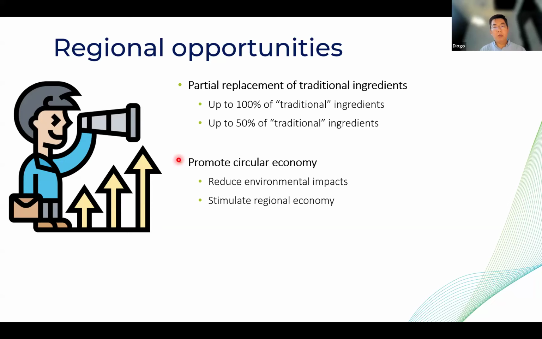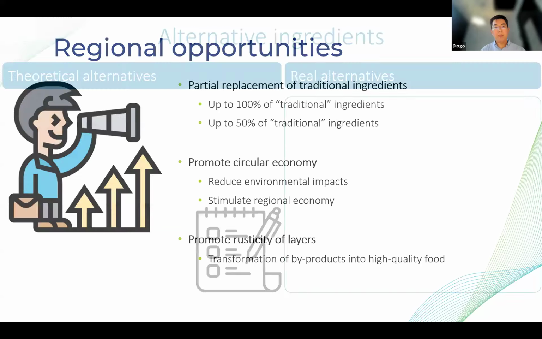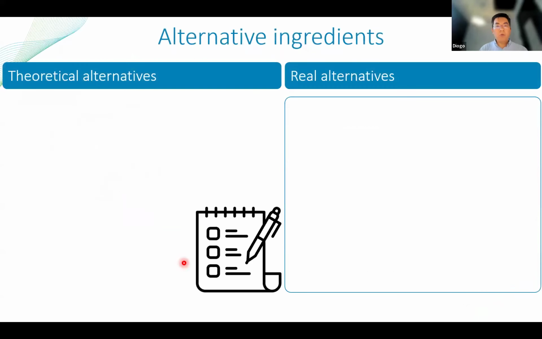We can promote circular economy to reduce environmental impacts and to stimulate the regional economy. We also need to promote the rusticity of the layers, because the hens are able to transform byproducts into a high quality food, which is the eggs. So we have the alternative ingredients, and we have the theoretical alternatives and the real alternatives. So what can be the real possibilities, real alternatives?